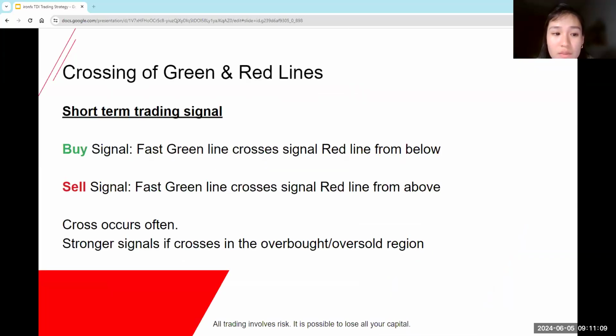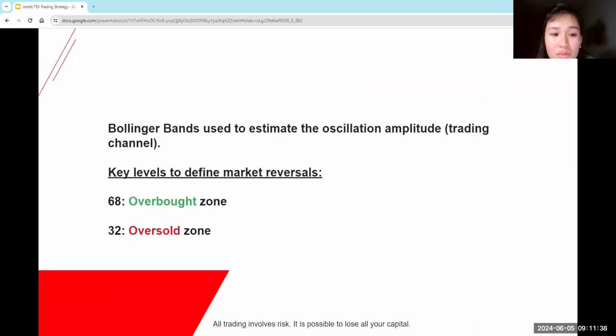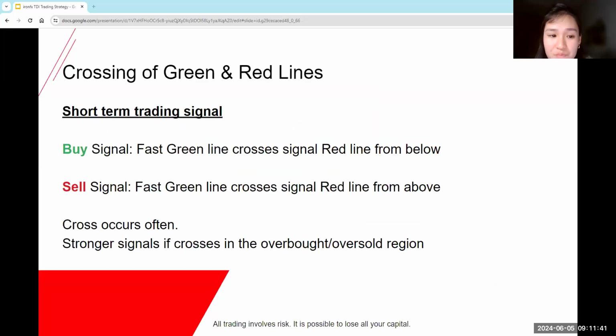So how does it work? Firstly, you have the crossing of green and red lines. This is our short-term trading signal. The buy signal is when our fast green line crosses the signal red line from below. Your sell signal is when your fast green line crosses the signal red line from above. The cross occurs often, and there are stronger signals if it crosses in the overbought or oversold region, which, as we remember, would be your 68 and 32.